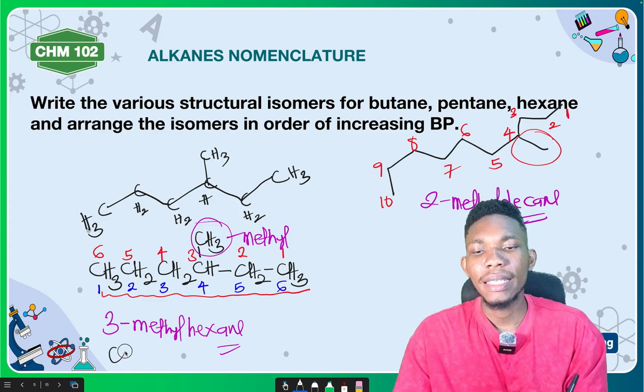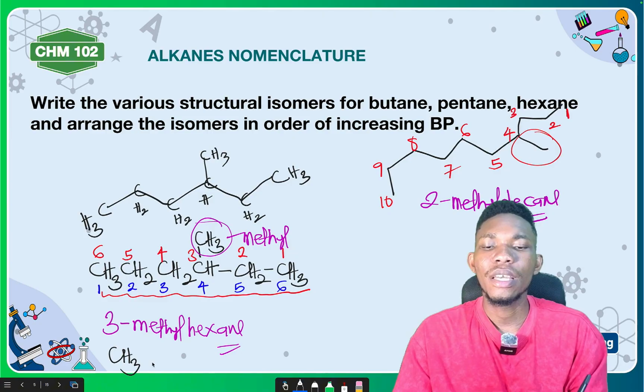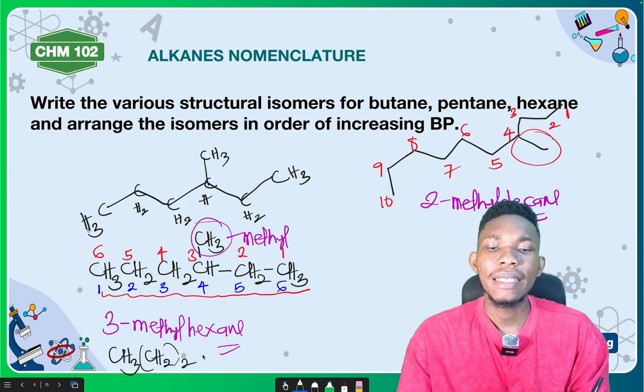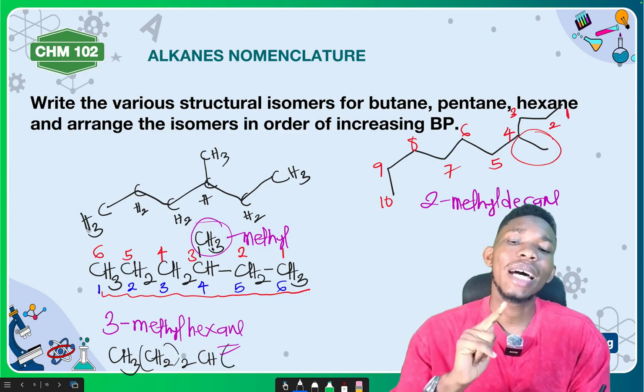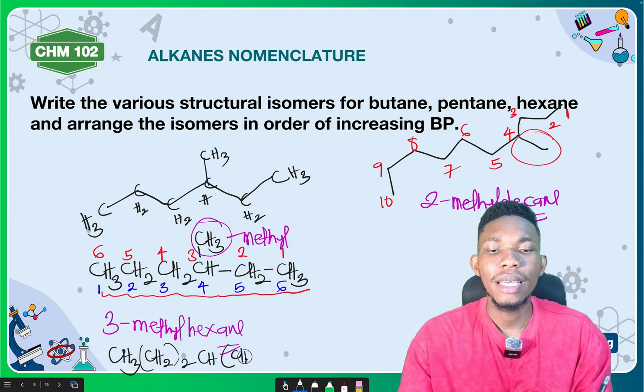You have something like CH3. They may decide to abbreviate this as CH2, CH2 in 2 places. Or they will say CH2, then bracket 2 to tell you that this is CH2, CH2 in 2 places. Then you now have something like CH with brackets. Now, whenever you see a bracket, know that the thing that follows after the bracket is a substituent. So you have CH3. So this one is telling you that it is a substituent.